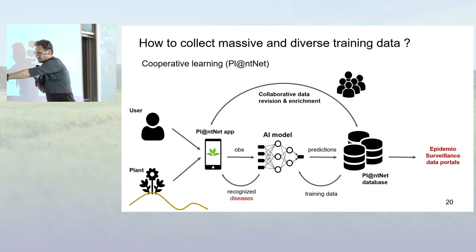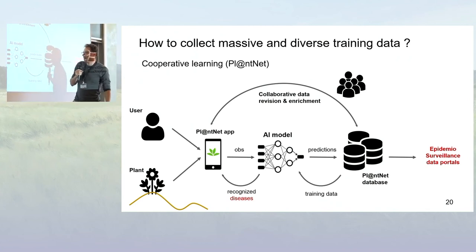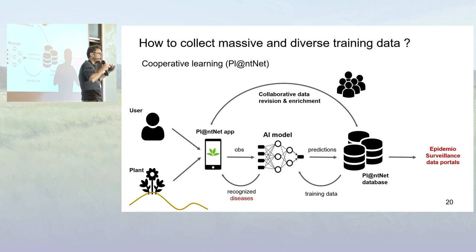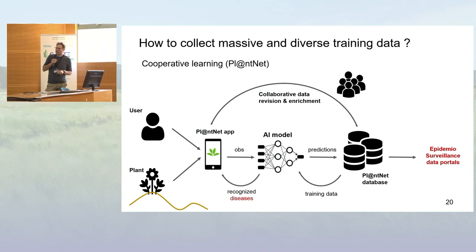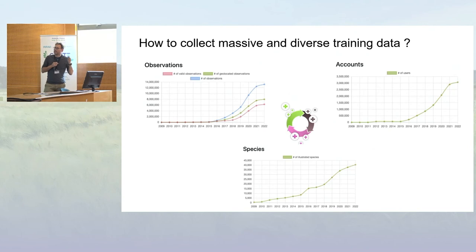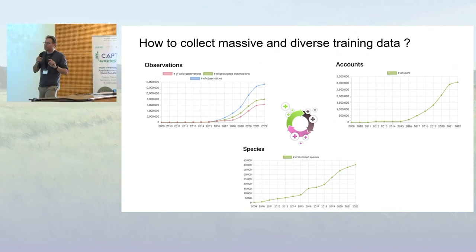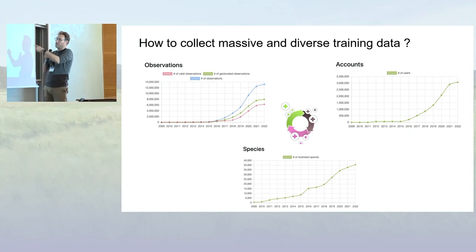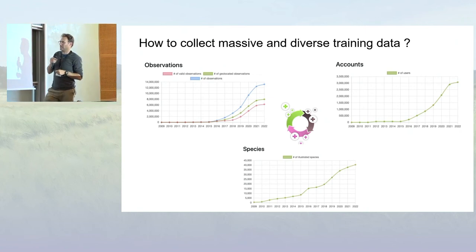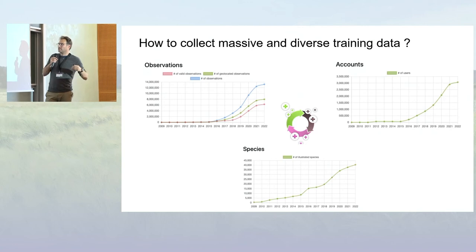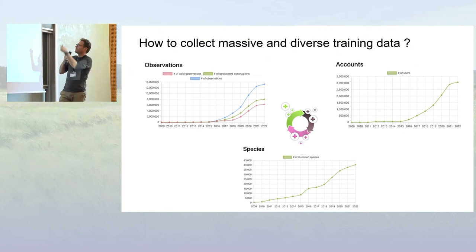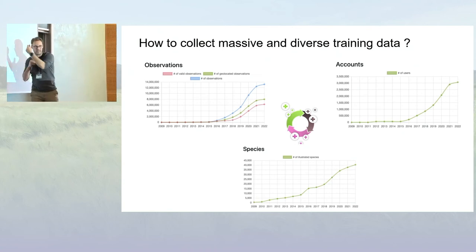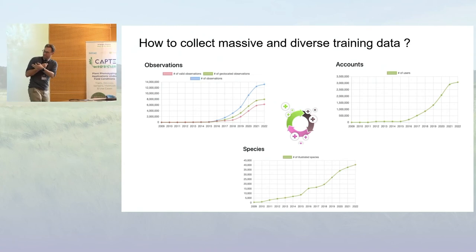So just replacing here with recognized diseases, and progressively having a growing community of farmers or people working on such topics and collecting additional data. Just to show that it could work, these are the curves for PlantNet for the plant identification problem, so for plant species. As you see, along the years, the volume of observations, of user accounts, and of covered species increased a lot. So it takes time, but it works.